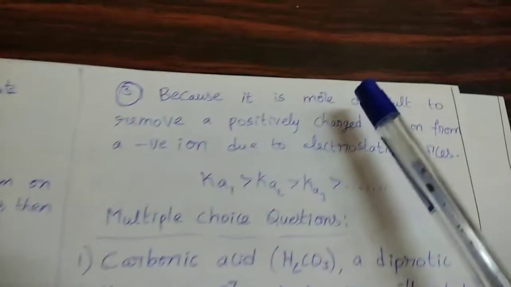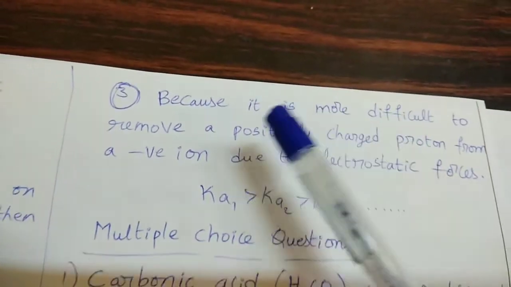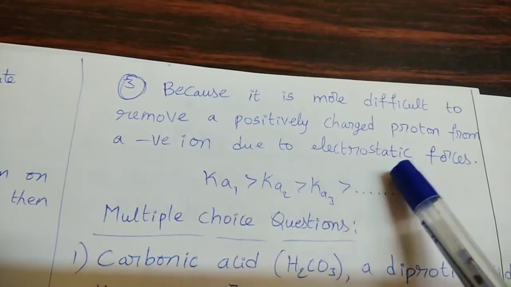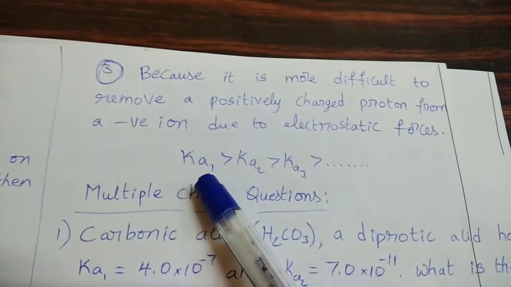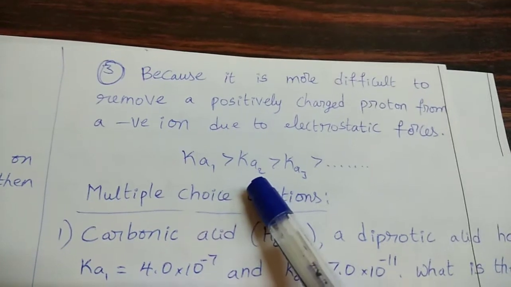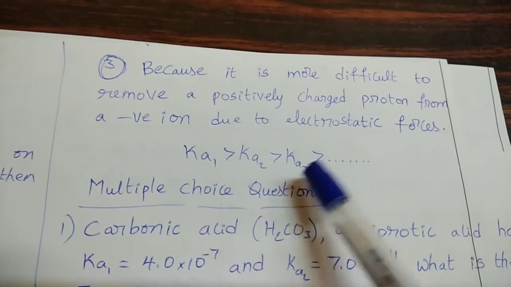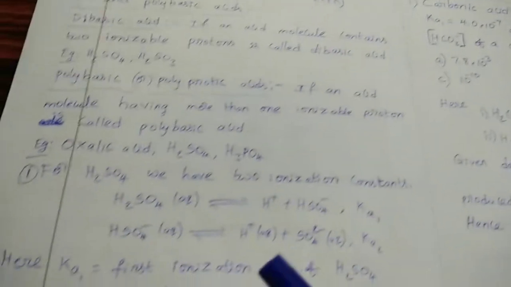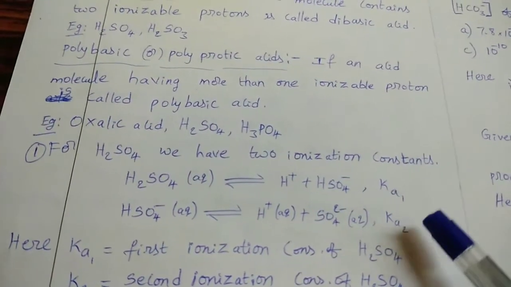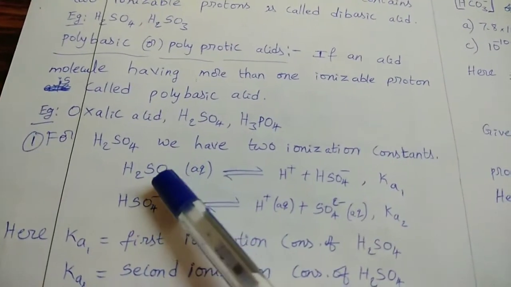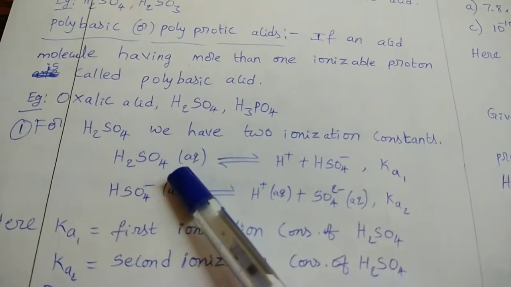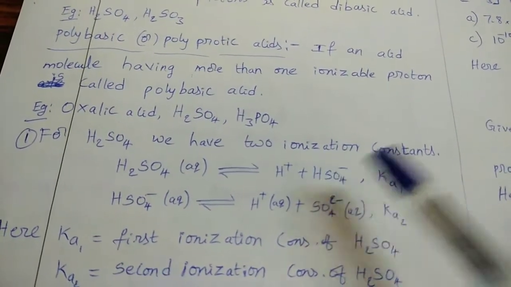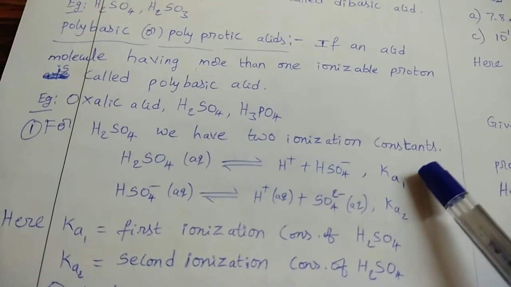and Ka2 is greater than Ka3. See the condition: it is more difficult to remove a positively charged proton from a negative ion due to electrostatic forces. That's why Ka1 is more than Ka2, which is greater than Ka3, greater than Ka4, and so on. This value is more than this value. The reason is that here we remove an H plus ion from a neutral molecule, so more ionization takes place. That's why the corresponding Ka value is also more.